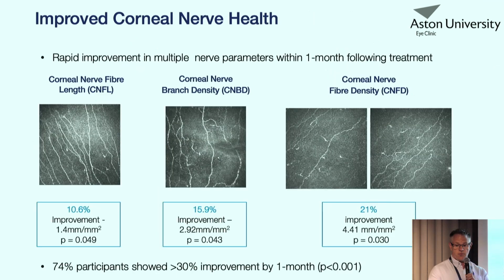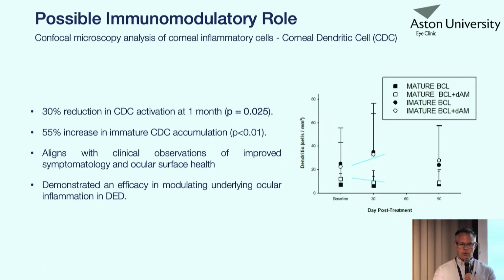But one of the really interesting things for us is that we were monitoring nerve health parameters using IVCM, which is in vivo confocal. And the study was able to show a significant improvement across multiple nerve parameters. So this is quite exciting for us, because if we can actually dial back the damage that dry eye has done to the ocular surface, it gives patients hope. And what we were able to show was that 74% of participants in this study had at least a 30% improvement in their nerve quality at 1 month. And this is something we're going to continue researching.